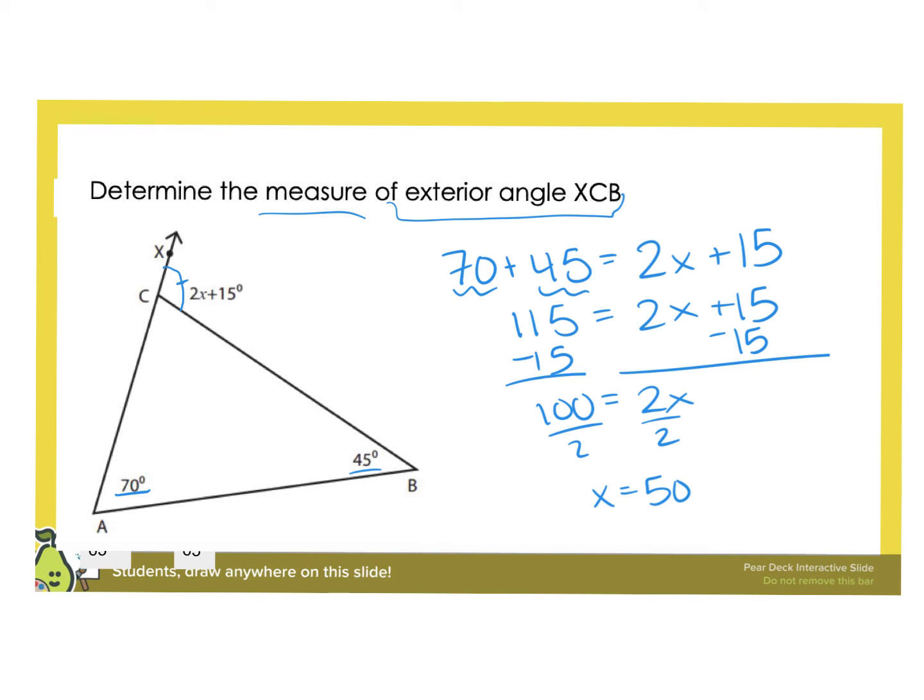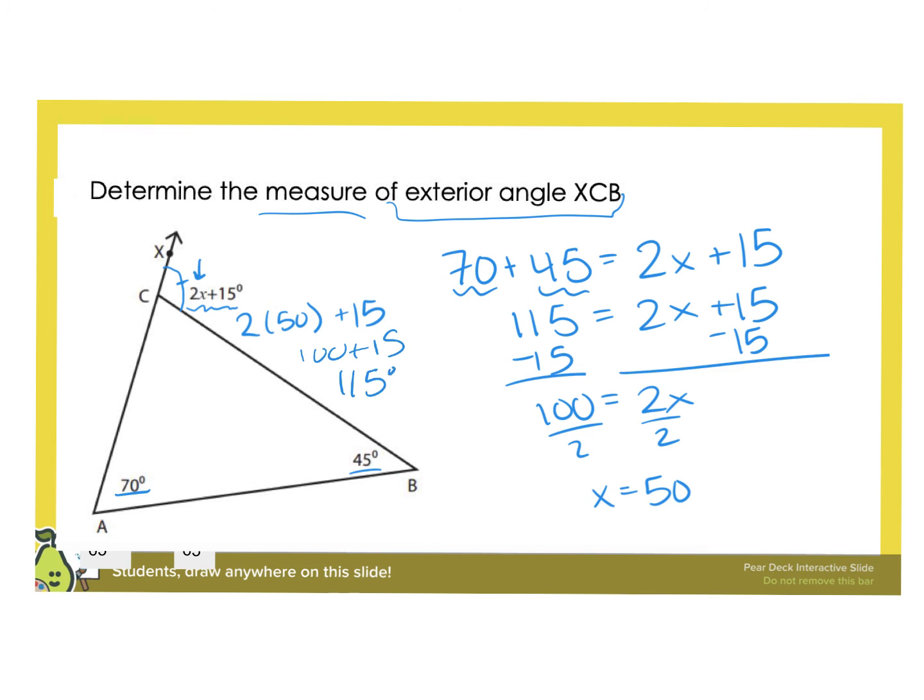That's not the question. They want to know, what is the measure of this thing, right? So I'm going to take my 50, I'm going to put it in the place of this x. So 2 times 50 plus 15. So I get 100 plus 15, so it's 115 degrees.